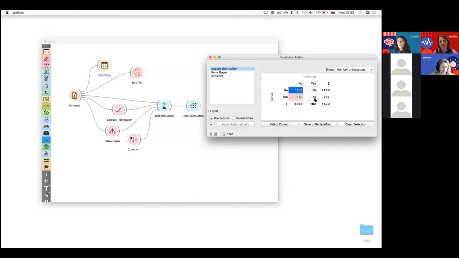So that's good. And in the other diagonal, it's the same thing: people that did leave and that the classifier correctly predicted will leave. Now off diagonal, I have misclassifications, so cases where the model was wrong. Here I have people that did not leave, but the classifier said they will. And there were 28 such cases.